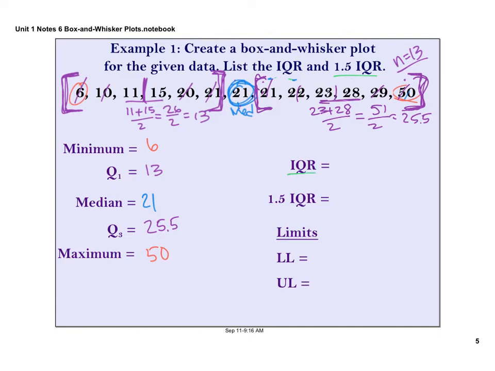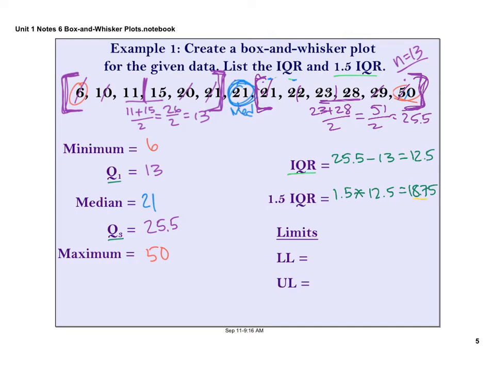Let me get a little bit better green here. So my IQR is going to be the Q3 minus Q1. So I have 25.5 minus 13. I think that's 12 and a half, but it's good to check. 12 and a half. So that's my IQR. Then I want to go ahead and take that and multiply it by 1.5. And I get 18.75.